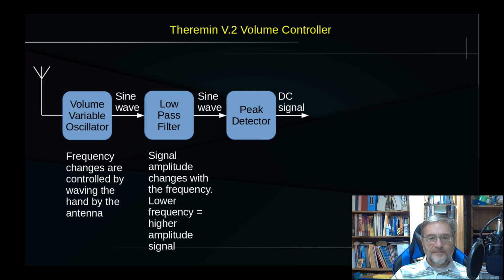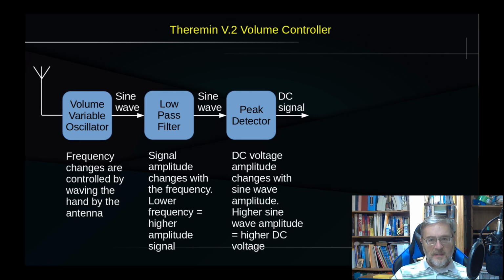So basically, when the frequency of the oscillator increases, the amplitude at the output of the low-pass filter decreases, and therefore the DC signal at the output of the Peak Detector decreases too. Conversely, when the frequency of the volume variable oscillator decreases, the amplitude of the output of the filter increases, and so does the level of the DC signal at the output of the Peak Detector. So now we have a DC signal that we can use to control the volume of the theremin.